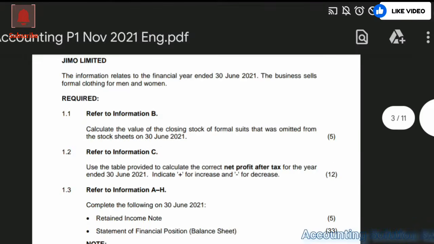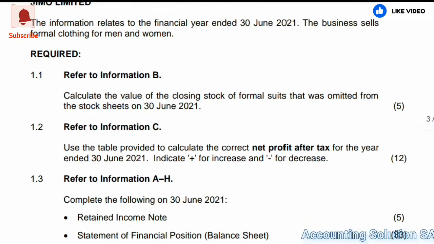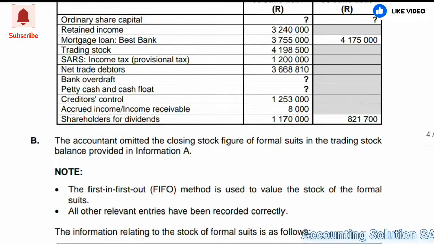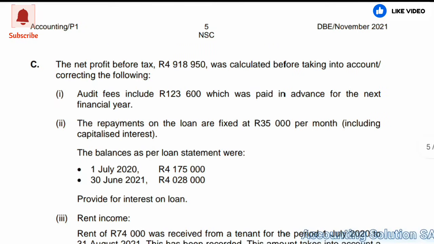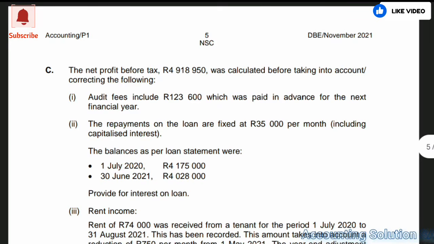Let's go back to the question. They said we have to refer to information number C. Let's go to number C. They said the net profit before tax of 4,918,950 was calculated before taking into account the correction of the following. In other words, guys, we have been given the amount which did not consider the correction of the following transactions that we are going to read now.